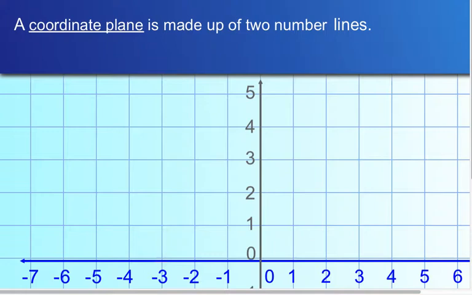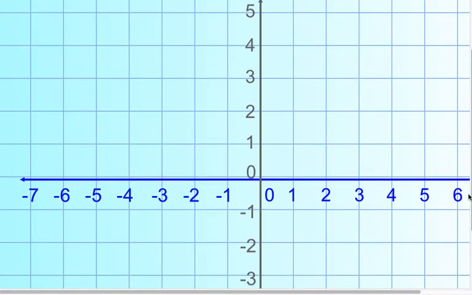A coordinate plane is made up of two number lines. So we have a number line here, starting at 0 and going over this way. And if you notice, when it goes to the left, it's 0 and then it goes into negative numbers. And then we also have a number line going up and down. Above the line are positive numbers and below the line are negative numbers.